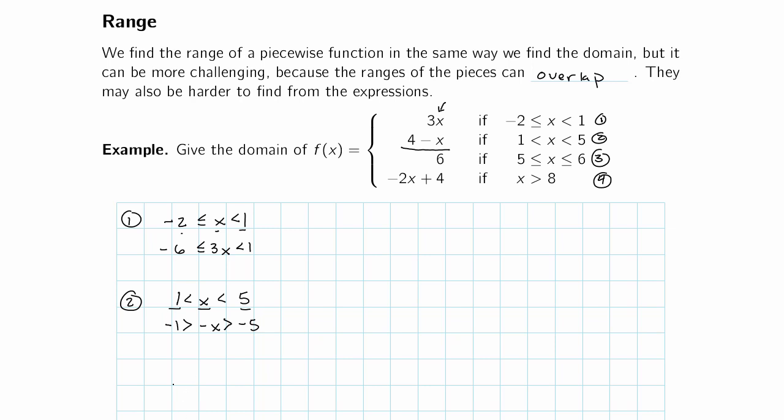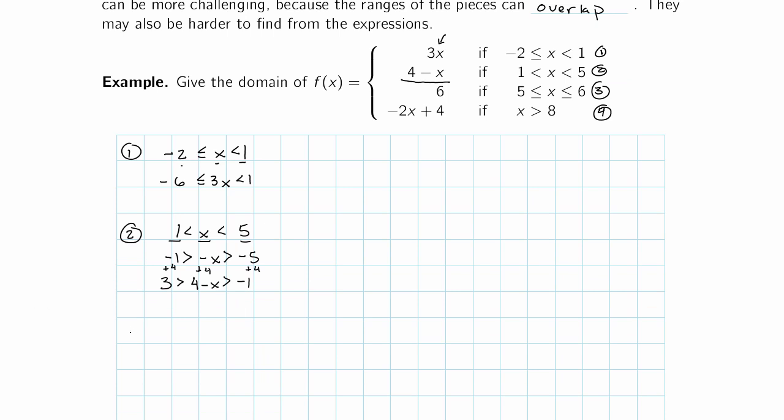Now I have -x in the middle. I want 4 minus x. Well, to go from -x to 4 minus x, I'm adding 4. So I'll add 4 to each of my expressions. -1 plus 4 is 3. -5 plus 4 is -1. The next piece of our range says we hit all of the y values between -1 and 3.